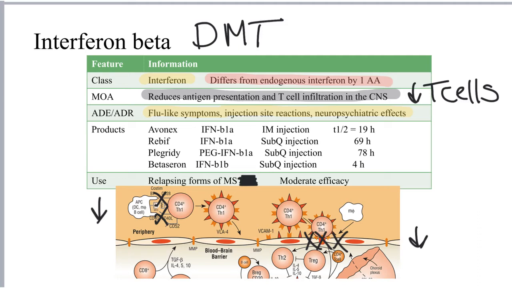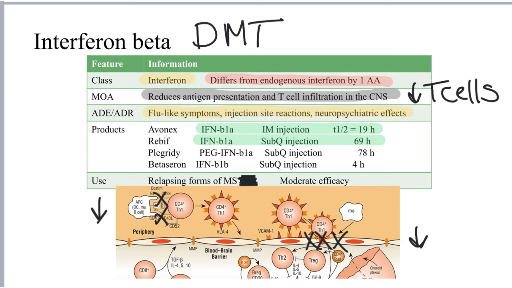There are several different interferon beta products available, and they differ in a few key aspects, including route of administration and half-life. The first I will talk about is Avonex, which is interferon beta 1A. This is administered by intramuscular injection and has one of the shorter half-lives at about 19 hours. Rebif is an interferon beta 1A product as well, but in this case is administered by subcutaneous injection and has a relatively long half-life at 69 hours.